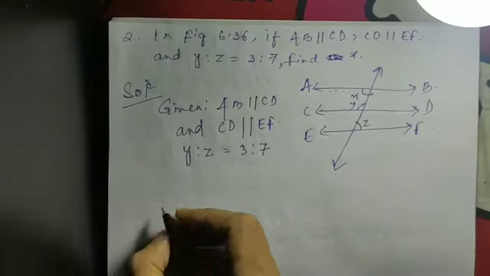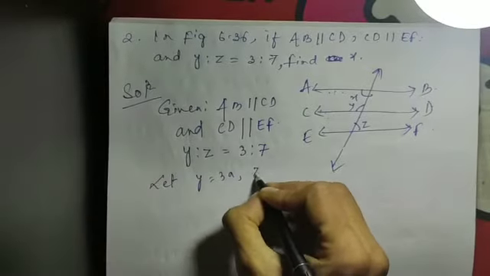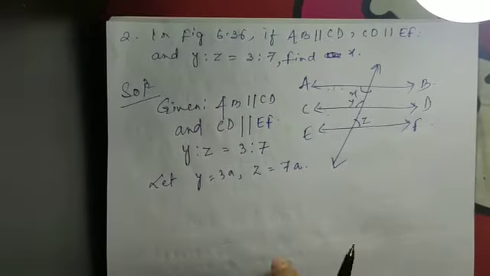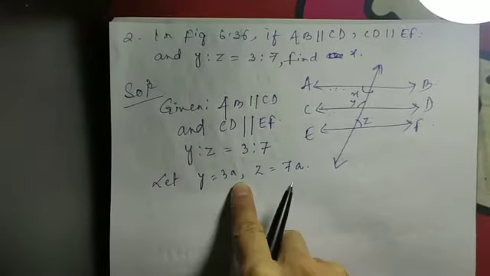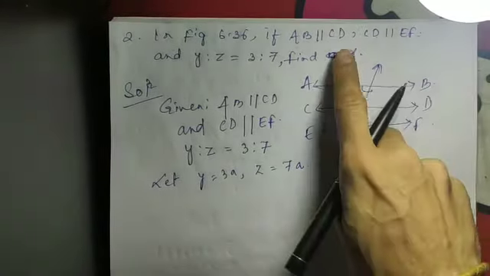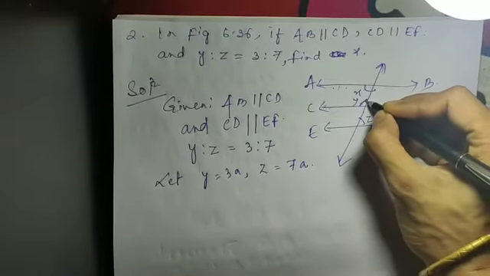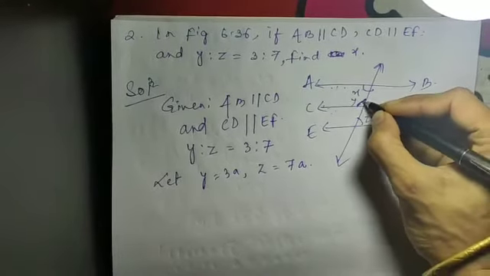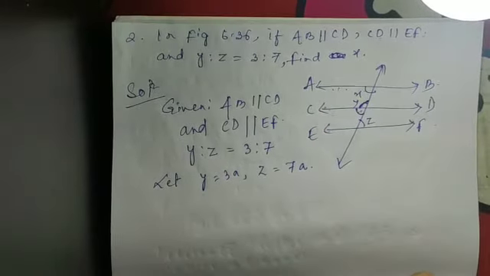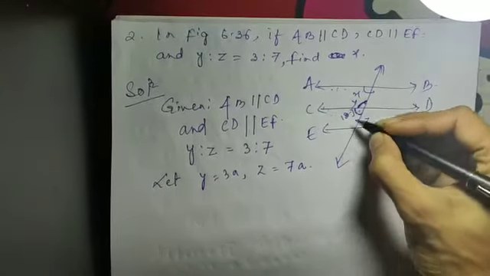So let y equal 3a, z equal 7a. Don't take x here because one more x term is there. That's why we are taking a. Okay? y equal to 3a, z equal to 7a. Done? Now we have to find out the value of this x. Now see, this is y. This angle and this angle, these two angles are forming a linear pair. If this is y, then what is this angle? 180 minus y. Yes or no? This is y.